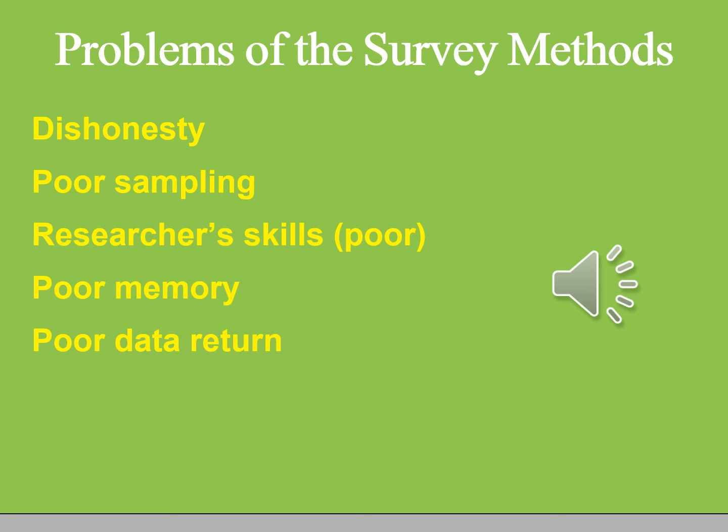And also poor data return, and poor data return would lead to, of course, issues in sampling. So they are definitely tied into each other. So if these problems are avoided, survey methods can provide good data, but the researcher has to avoid all these issues and more to get useful data.